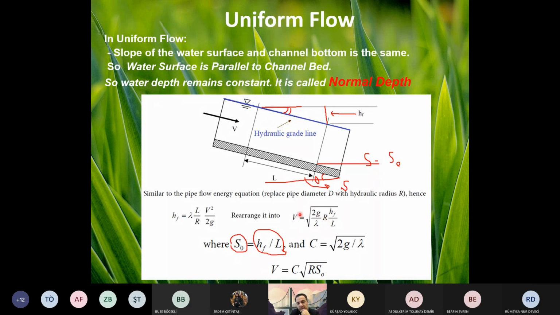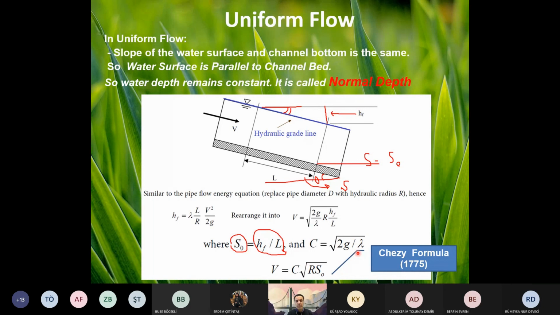Therefore, velocity in this cross section can be calculated by V equals C times the square root of R times S0. These calculations were first done by Chezy in 1775, and therefore we can use it for calculation of average velocity in uniform flow condition.